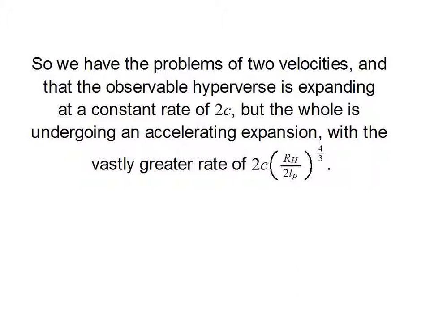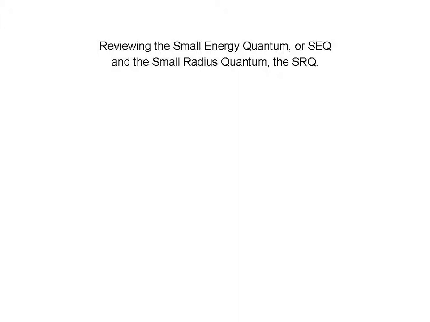So we have the problems of two velocities: the observable hyperverse is expanding at a constant rate of 2c, but the whole is undergoing an accelerating expansion with a vastly greater rate of 2c times r sub h over 2lp to the 4/3 power. Now we're going to review the small energy quantum, or SEQ, and the small radius quantum, the SRQ, both of which were discussed in the geometric mean paper.